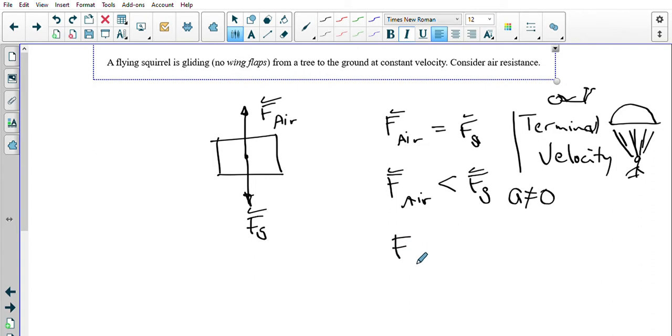Can you think of a situation where the air resistance might be greater than the force of gravity? What's going to happen then?